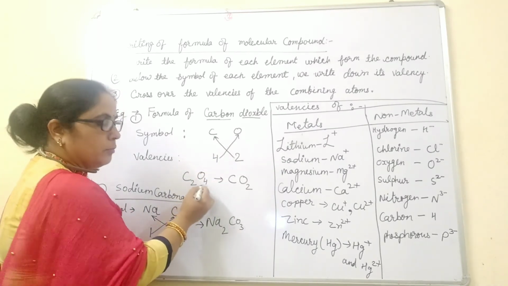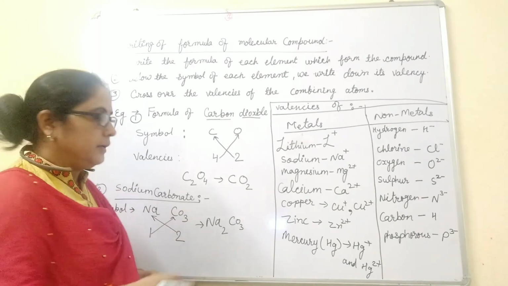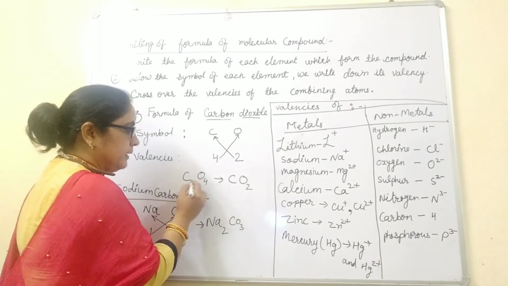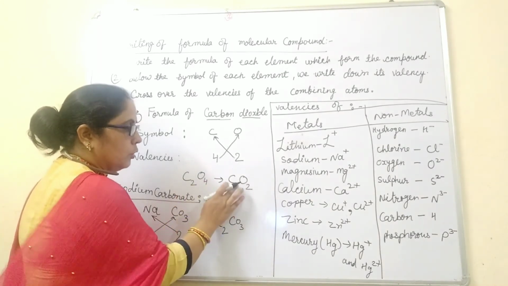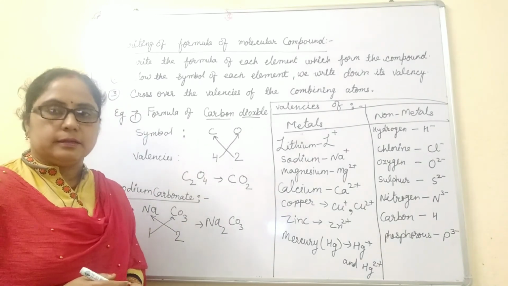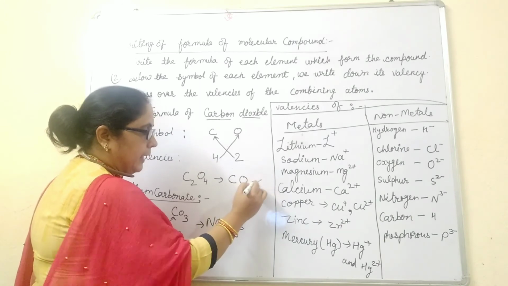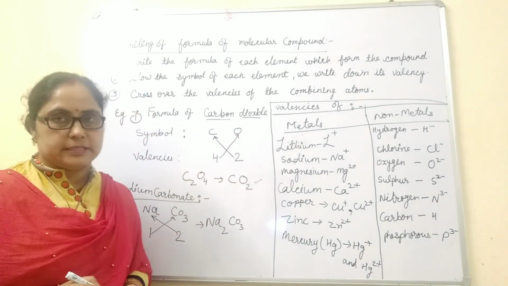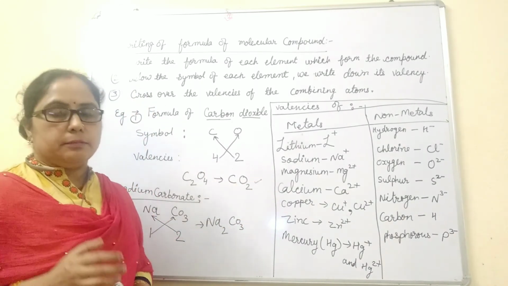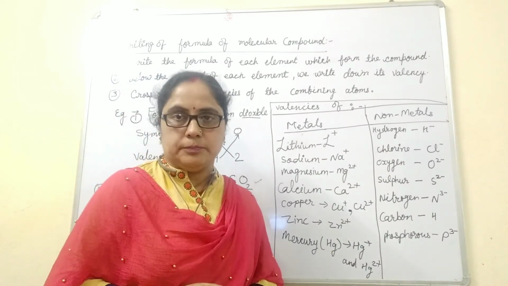These 2 and 4 are both divisible by 2. So we divide by 2 and we get C1O2. 1 is no need to write. Therefore, now we have the formula CO2, and this is the formula of carbon dioxide. Similarly, we can make the formula of any compound.